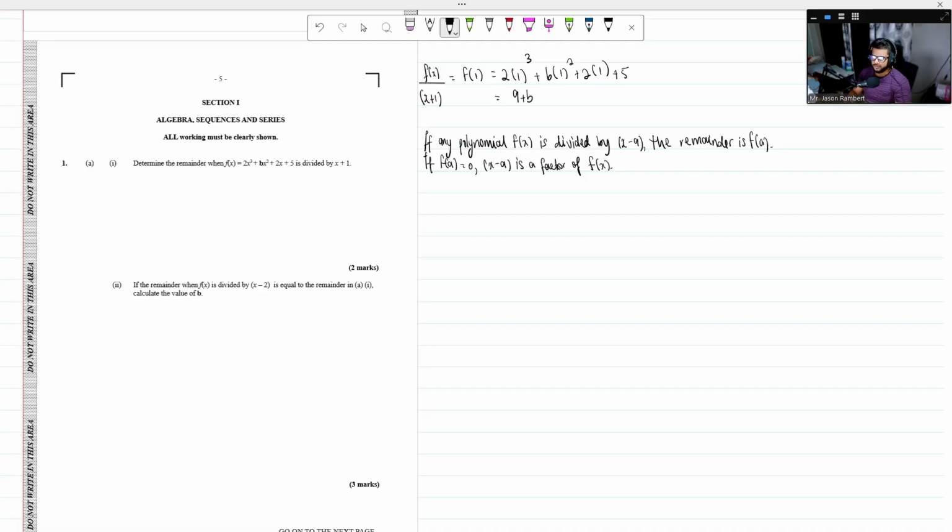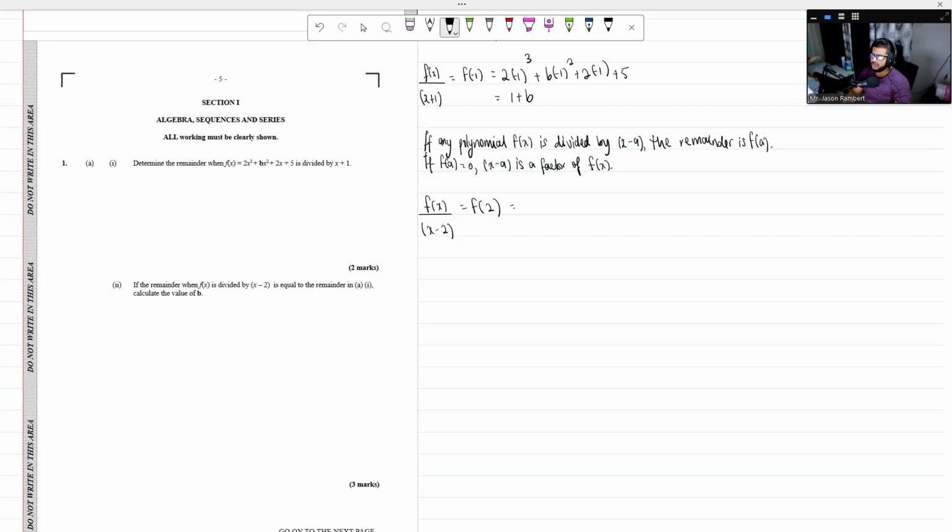Part 2. If the remainder when f of x is divided by x minus 2 is equal to the remainder in part 1, calculate the value of b. So f of x divided by x minus 2 is f of 2. Oh, x plus 1 is going to be f of minus 1. So minus 1 cubed, minus 1, minus 1. My apologies. So it's going to be minus 2, minus 2 is minus 4, minus 4 plus 5 is 1. So I'll get 1 plus b.